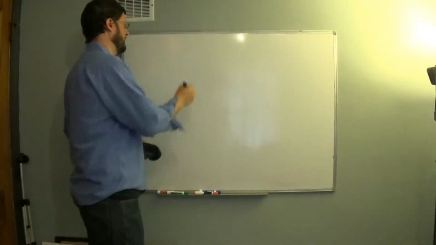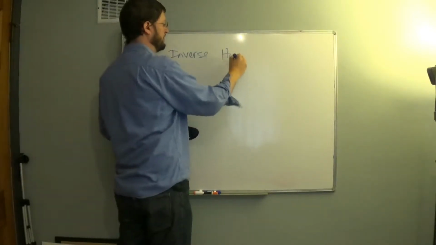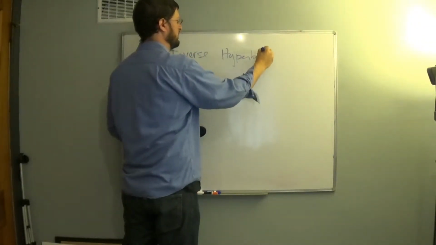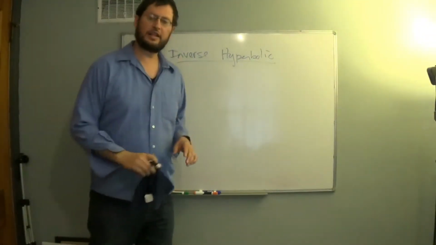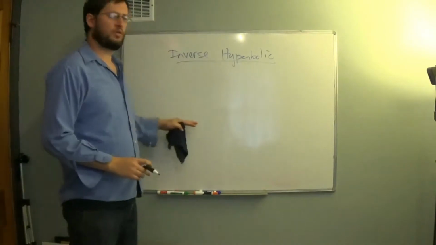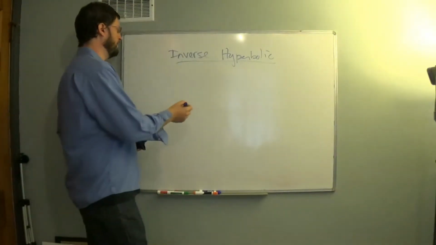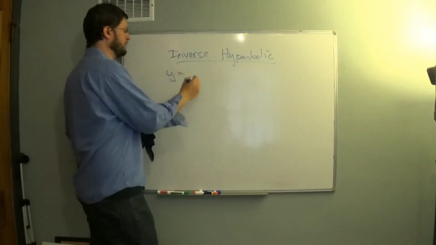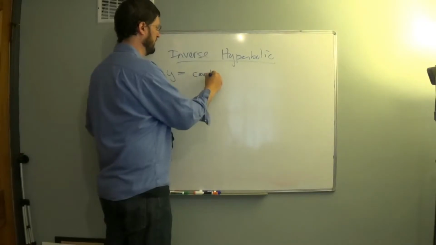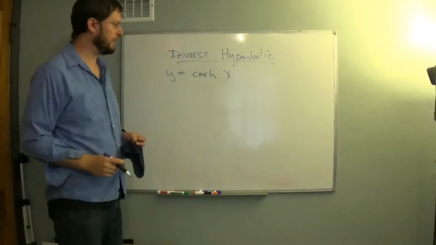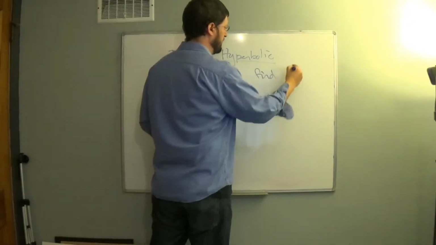Okay, what about inverse hyperbolic functions? These get a little bit complicated, and I'm going to work one out. The rest work exactly the same way. The question is, if y is equal to, let's start with cosh x. If y is equal to cosh of x, let's find y inverse.